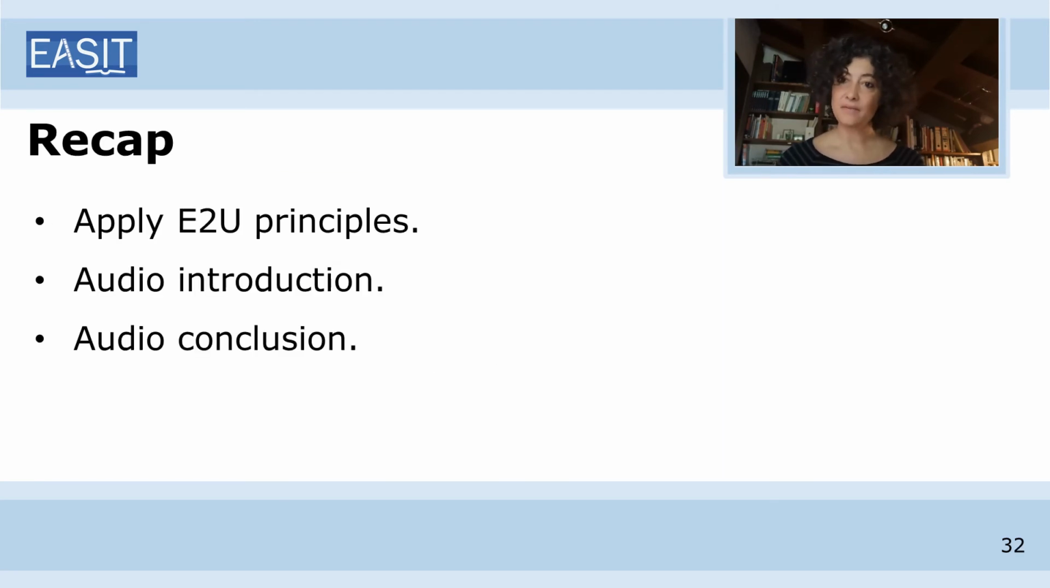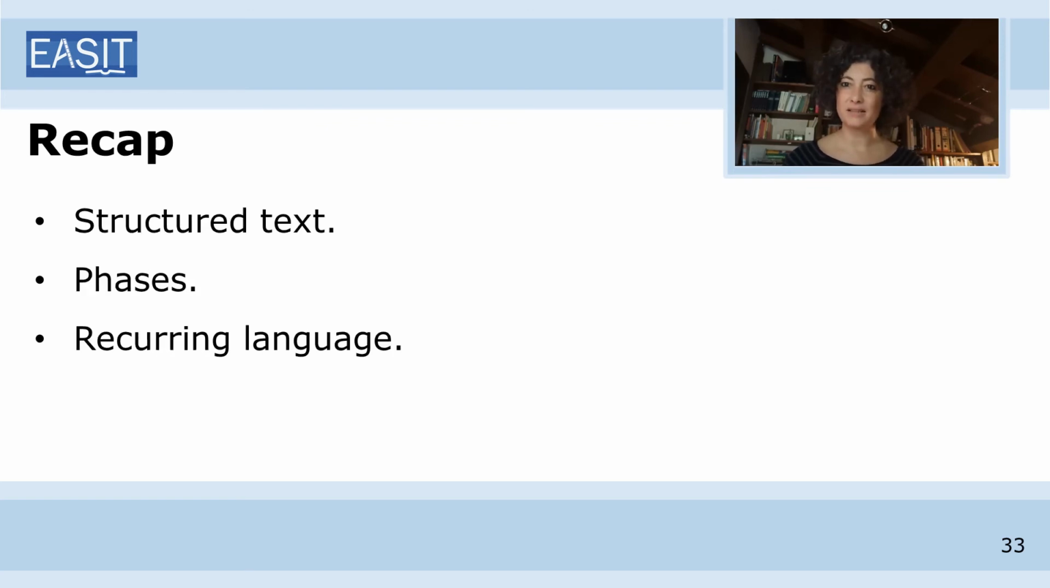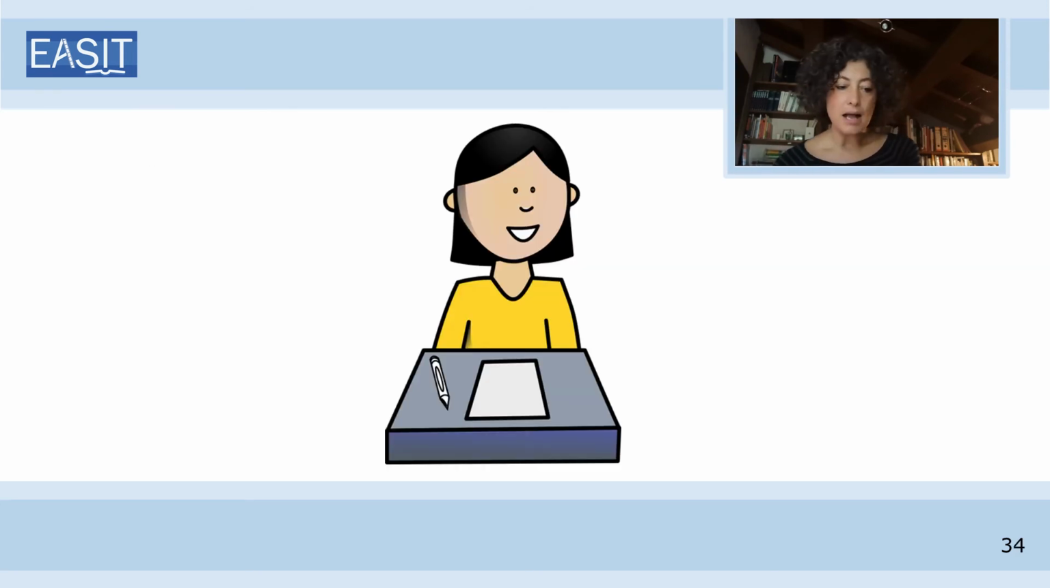To recap, never forget to apply easy-to-understand principles to your audio descriptions, and consider preparing an audio introduction and an audio conclusion for easy-to-understand audio-described audiovisual products. When you deal with static arts, on the other hand, always create a structured text consisting of fixed phases and recurring language expressions to help users get acquainted with the textual and linguistic patterns and therefore follow your ADs more easily. I hope you learned something new in this video.